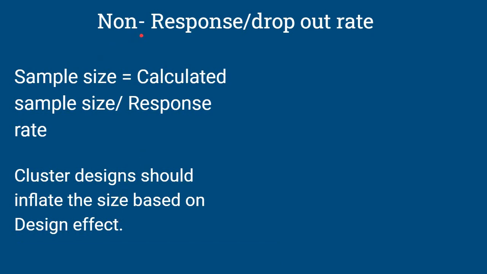For non-response rate, the sample size can be modified using this formula. The required sample size is equal to the calculated sample size divided by the response rate. Remember, here we are not using the non-response rate. Instead we are dividing the calculated sample size by the response rate to yield the required sample size. Now the third adjustment is for the cluster designs, where we should inflate the sample size based on the design effect.